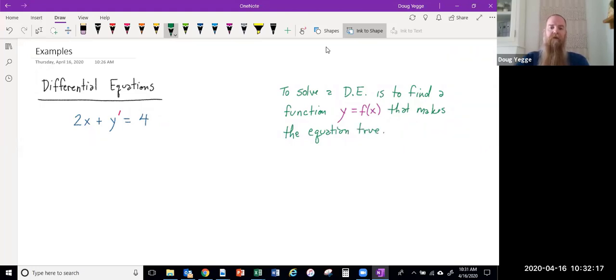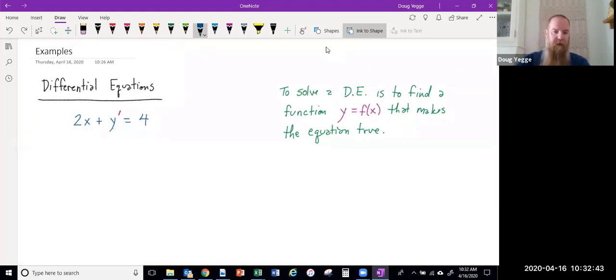Okay? So in other words, what we'd be saying over here is, if I take the derivative of some function and add 2x, my answer should be 4. What function makes that happen? So what function do I take the derivative of, add 2x, and get an answer of 4? Right? So that's the idea.